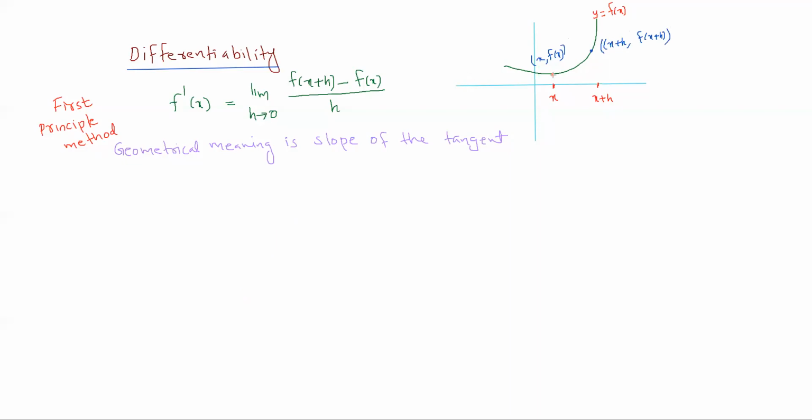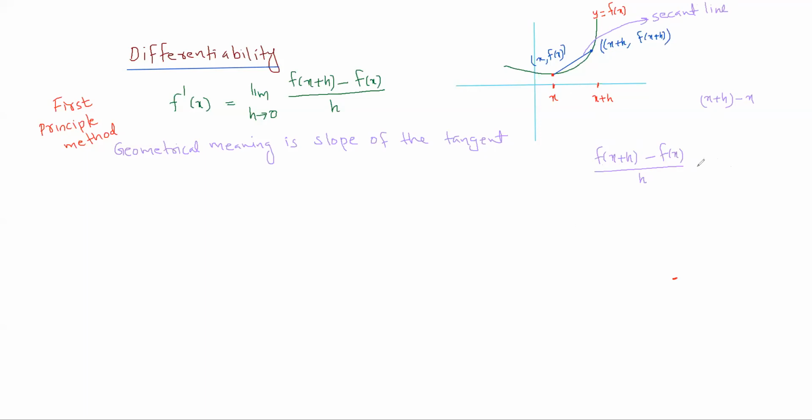So you can join those two points. This particular line is known as the secant line. इसको बोलते हैं secant line. So f of x plus h minus f of x divided by, देखो x plus h minus x, so x cancel हो जाएगा, h हो जाएगा. So that is change in y.